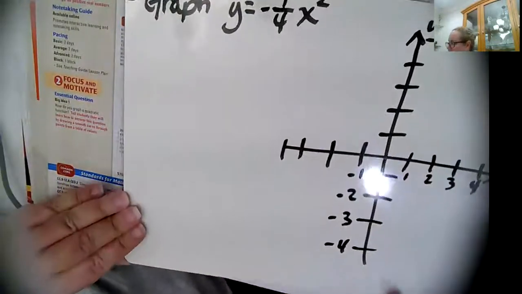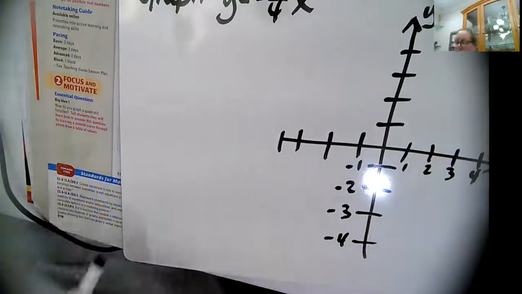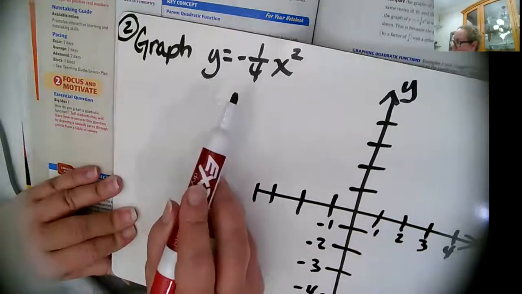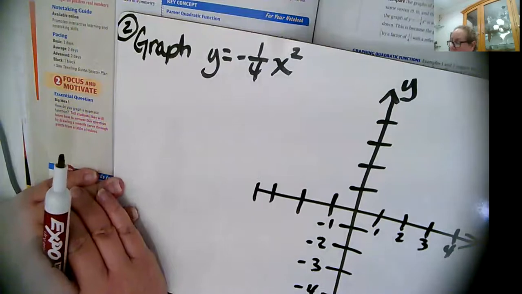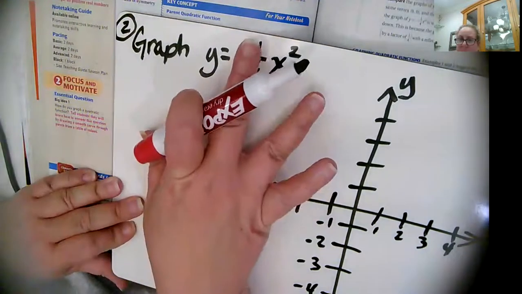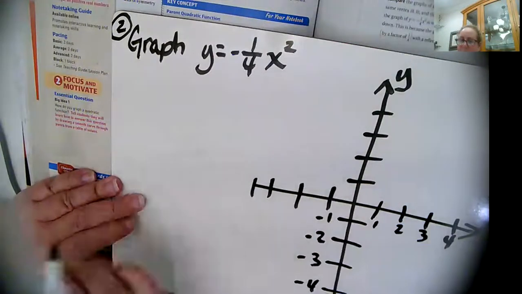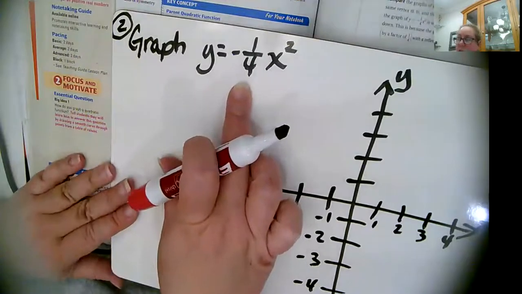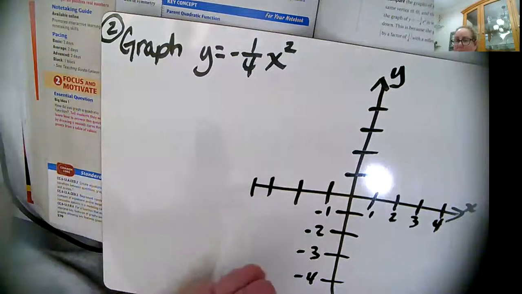Ready? So for example 2, I'm just going to show my whiteboard. I already copied all the examples. For example 2, it wants us to graph this: y equals negative 1/4 x squared. So remember the parent function, if we had no coefficient in front, it would just be a regular parabola with that vertex at 0, 0. But we have a coefficient that is smaller than 1. Therefore, our parabola is actually going to get wider.